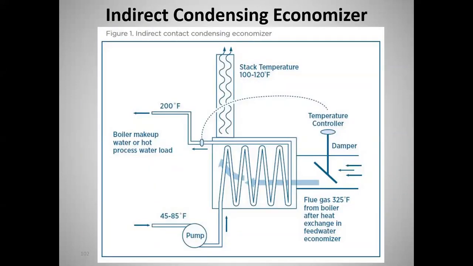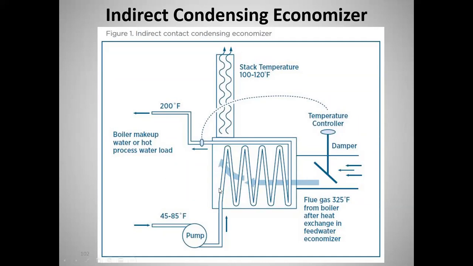Okay, so this is the indirect contact condensing economizer. Say we show flue gas at 325 from the boiler after heat exchange in the feed water economizer. So we've already gone across the conventional economizer, and we probably had 475, 500 degrees coming right out of the boiler. We put that across the standard conventional economizer, got it down to 325, and now we're going to put it across this indirect contact condensing economizer.